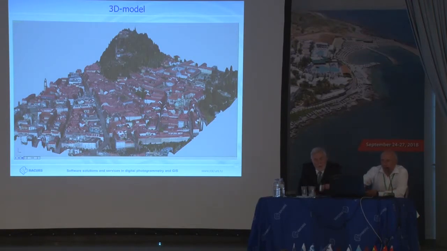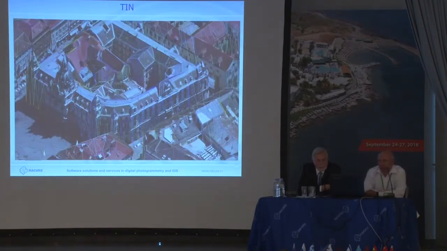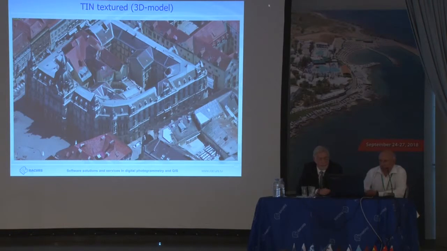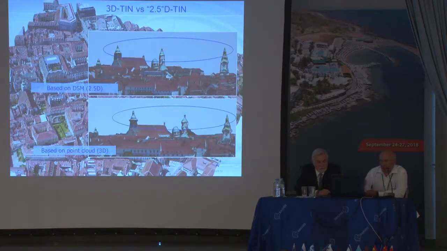This is what the 3D model looks like, the typical model. This is the town of Graz on oblique image acquisition, and here you can see the tin, which is forming this 3D model, and texturizing it based on the source images. Here it is texturized. And here are two examples when I was enumerating the new functions, 3D tin and 2.5D tin. 2.5D tin is a 3D model which is built based on an altitude matrix or high elevation matrix.